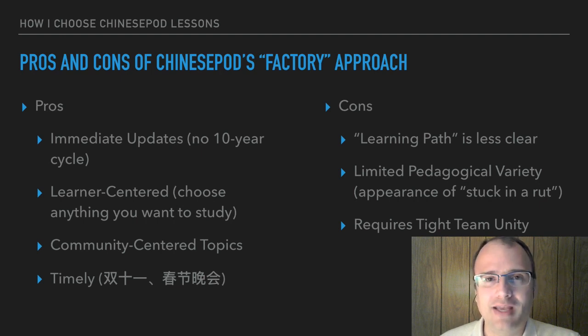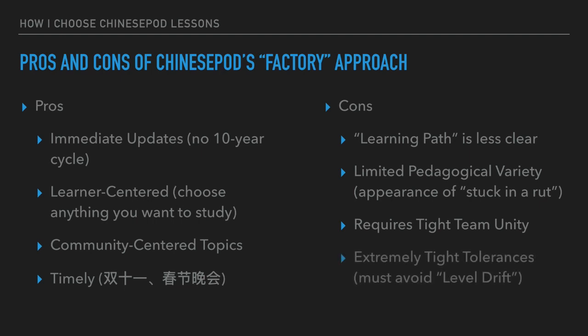It requires tight team unity. Everybody's got to be on the same page. Otherwise, they're going to be producing different kinds of stuff that doesn't match, and students are going to be frustrated, which brings us to extremely tight tolerances. Now, I'm going to get into what I mean by tolerances a bit later. Basically, level drift has to be avoided. With this kind of a learning system, level drift is the death sentence. It will ruin the system.